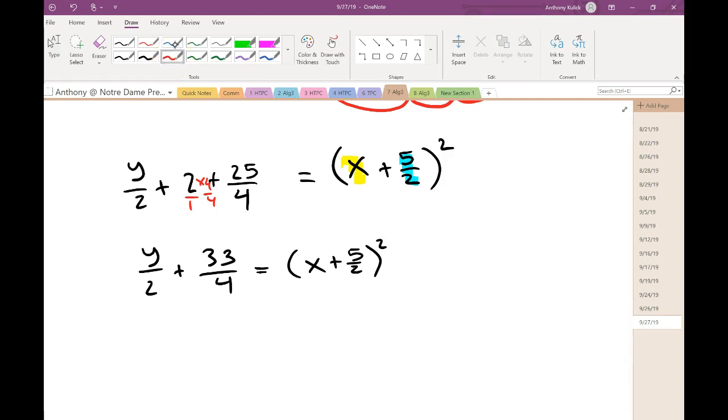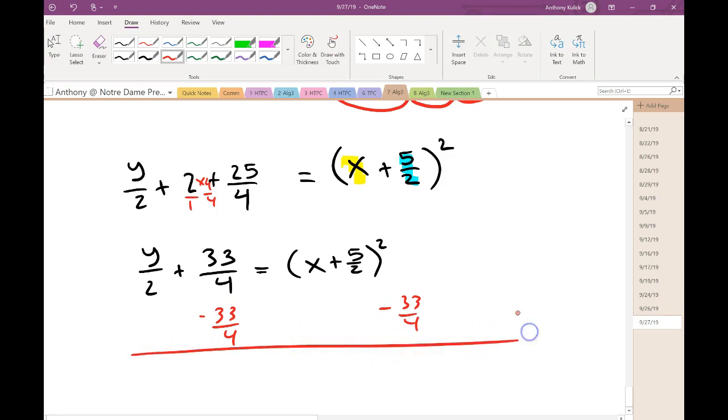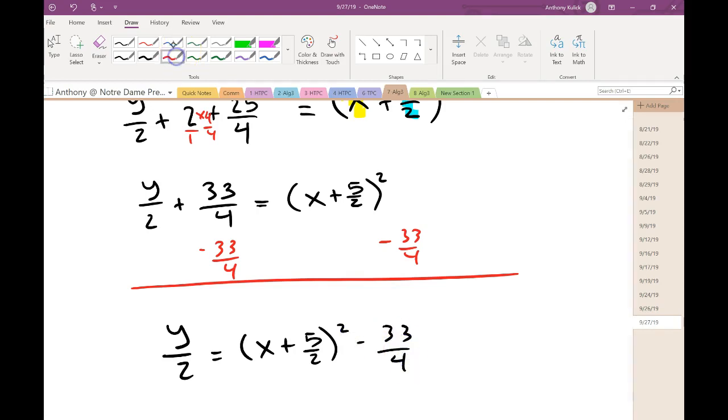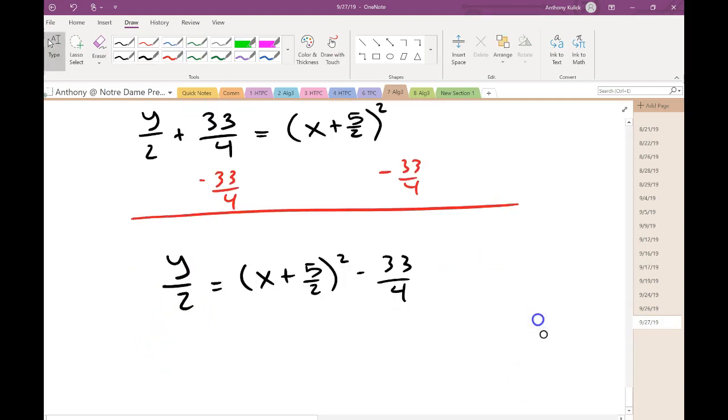Now the last steps are just going to be to get the y by itself. So I'll just subtract the 33 over 4 from both sides. And then how am I going to get rid of the over 2 on my y? Yeah, I'm going to multiply both sides by 2. Maybe I should use the dot, since we have x's already going on in here. So I'm going to do that.